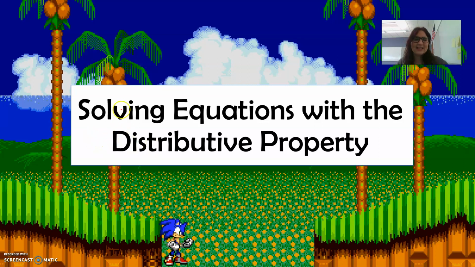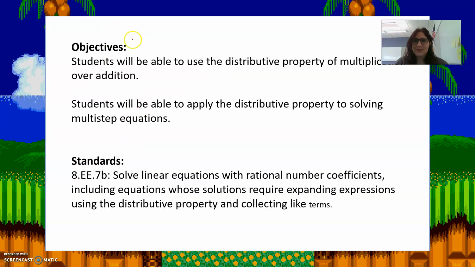It's a classic. So today's objective: students will be able to use the distributive property of multiplication over addition. We'll see what that looks like in just a second. And students will be able to apply the distributive property to solving multi-step equations. So we're kind of adding a step. We had combining like terms, two-step, one-step. Now it could be any number of steps. But we're going to have all the tools that we need in order to solve.